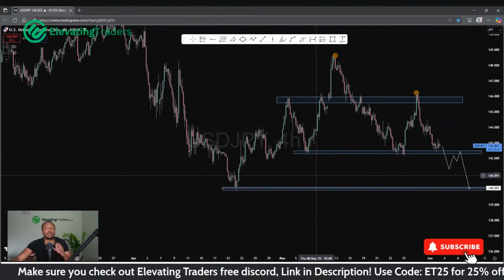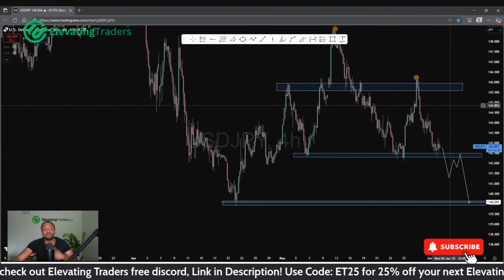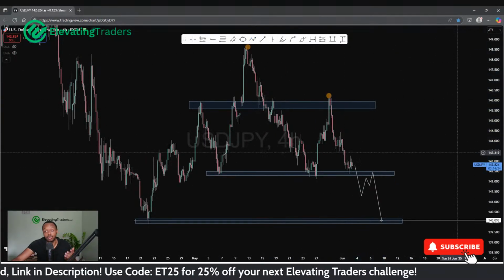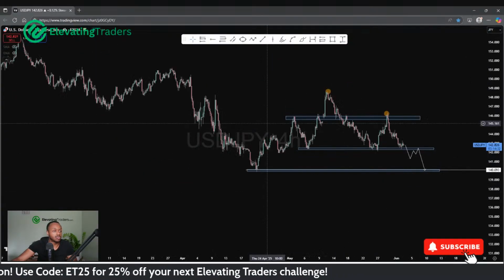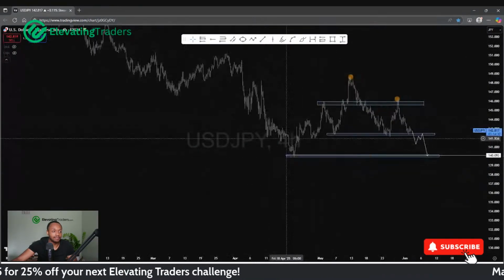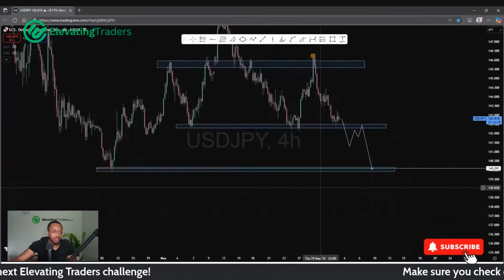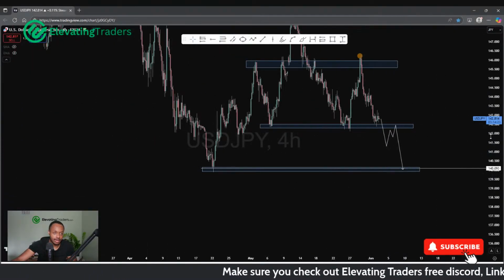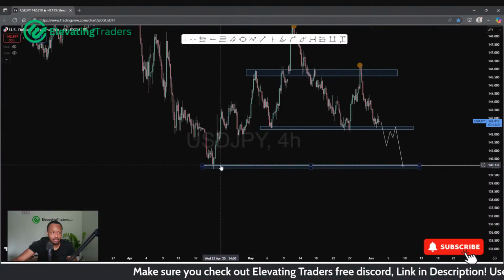So I do agree it's a nice support level, but I don't expect anything too crazy from dollar yen. Of course, I could be wrong, but I do think this trend is very much likely to continue and take us back into lows. So there might be a bounce there, but I do expect it to be a bit more short term, and eventually the sellers to take control again and take us back to 140.